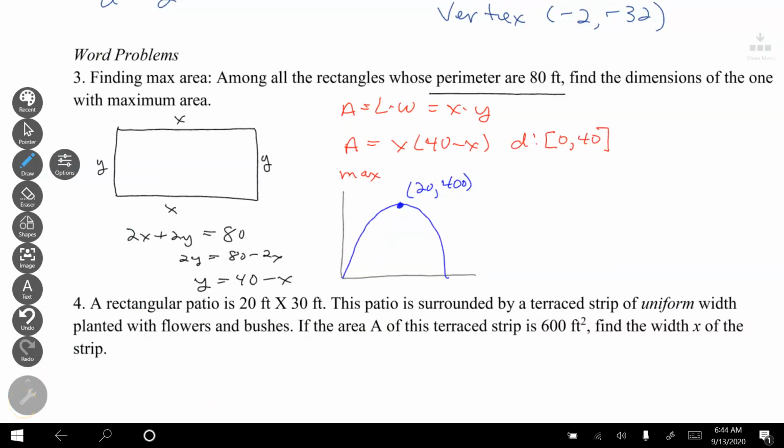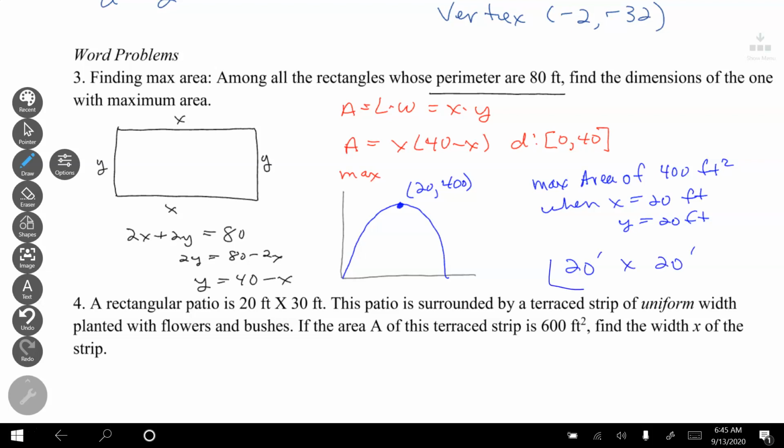So I should answer the question, and the question is, what are the dimensions? Well, first of all, I have a max area of 400 square feet when x equals 20 feet, and if I plug 20 in here, that means my y value is also 20 feet. So my dimensions are 20 by 20. It is a square.